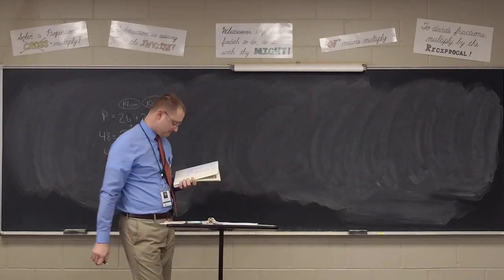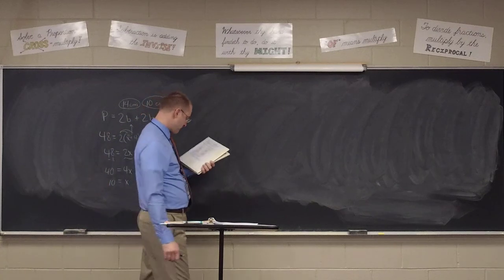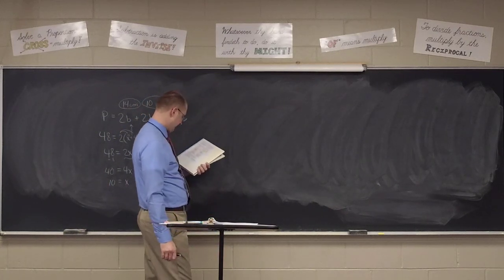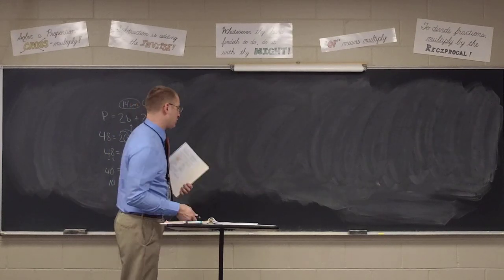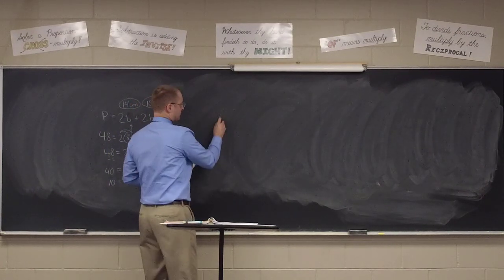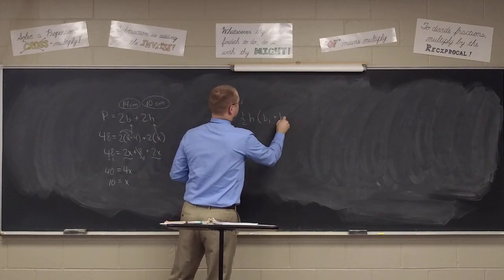A trapezoid has a height of 2 meters and an area of 32 square meters. If one base is 6 meters shorter than the other, what is the length of each base? All right, it's a trapezoid, and it talks about area. So what formula should I write? A equals 1/2 times H times (B1 plus B2).